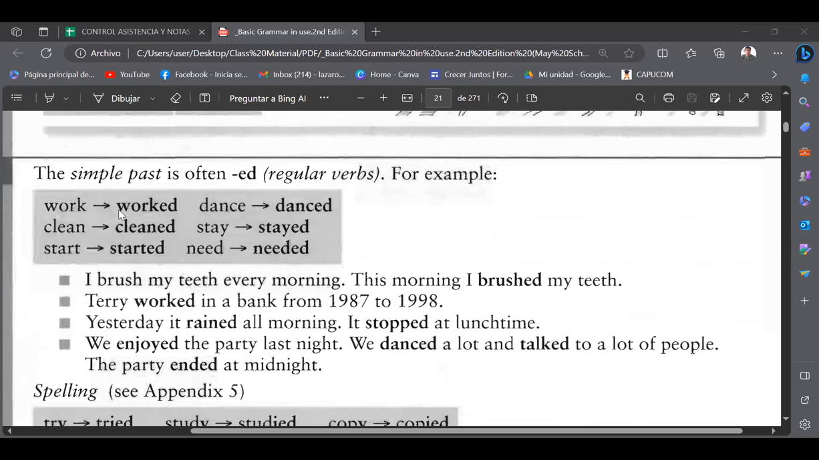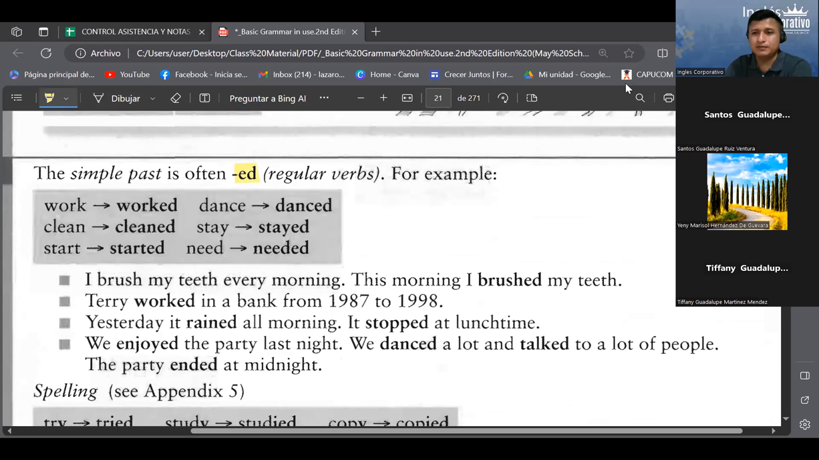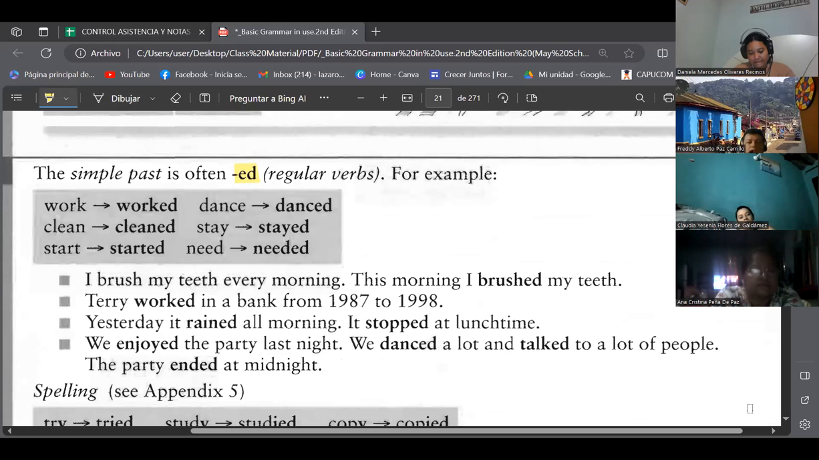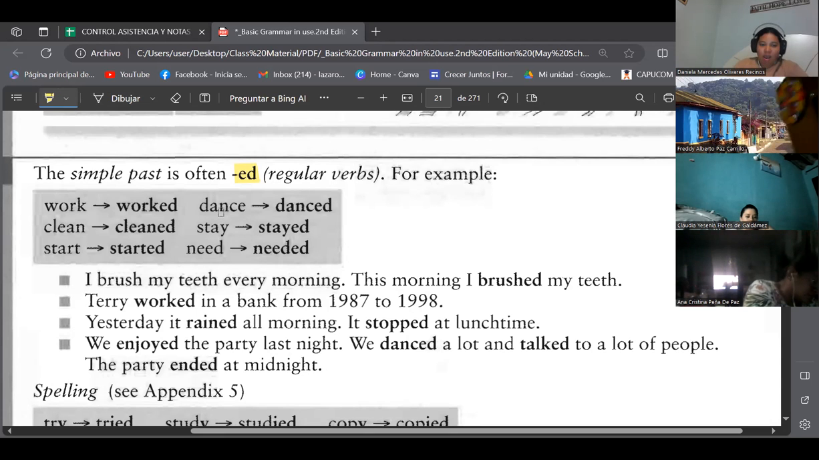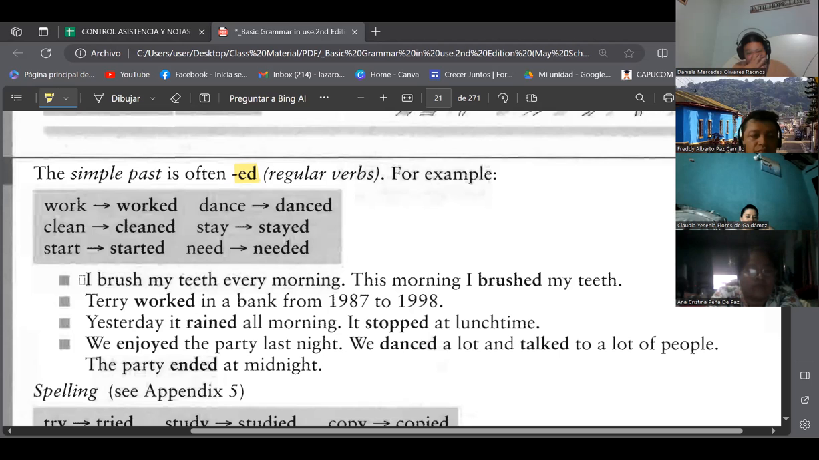If you notice, these are rules. That means the verbs end with ed. If a verb ends with ed, that means it is a regular verb. Why is it regular? Because it follows a rule. So we have work, worked, clean, cleaned, start, started, dance, danced, stay, stayed, need, needed. Jacqueline, please read these examples. Thank you so much. These ones.